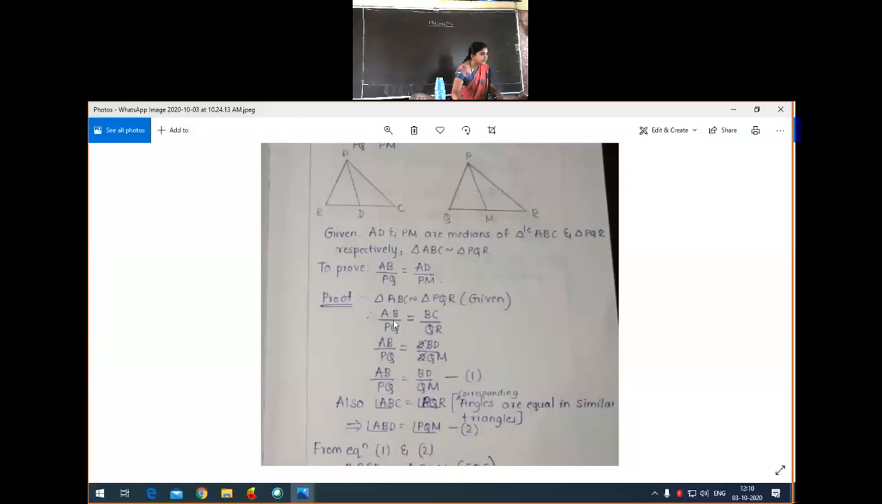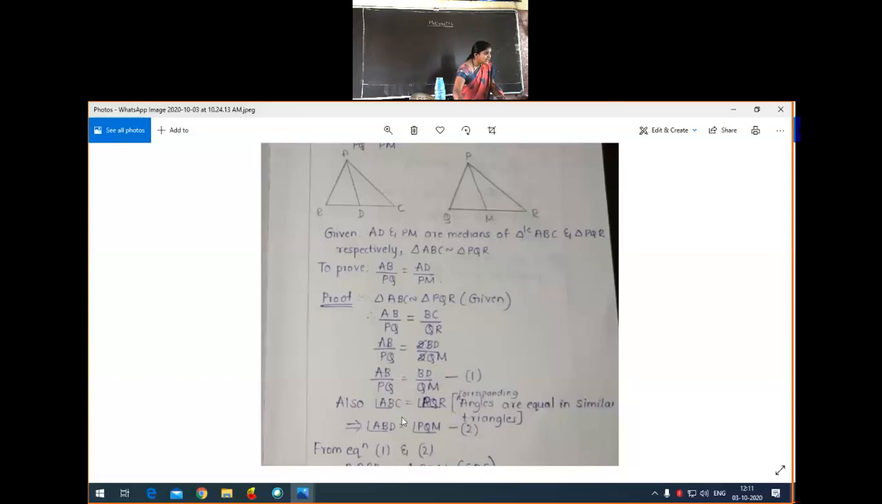Now, AB by PQ, keep the median in mind, you should remember this plan. BC, can we write it as 2BD? Yes. QR, that is 2QM. Got the clear idea of this problem, no? Yes, 2 and 2 get cancelled. That is, AB by PQ is equal to BD by QM. Call this equation number 1, BD by QM.